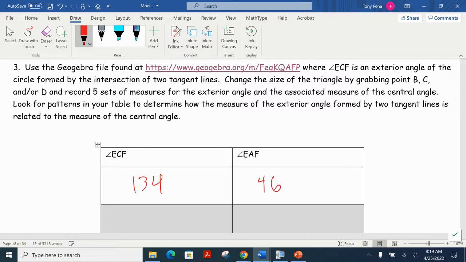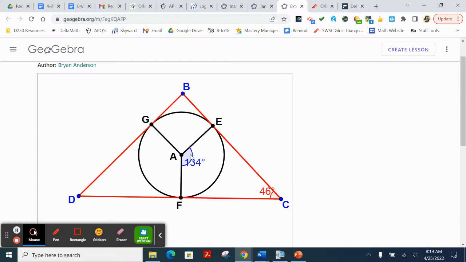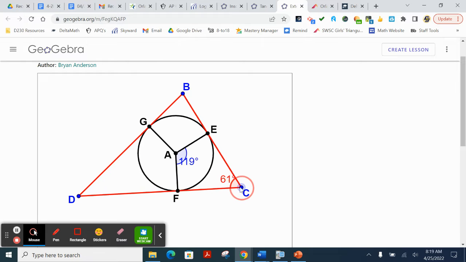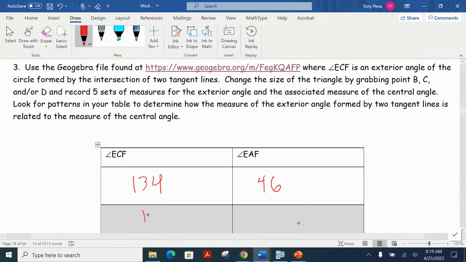All right. Yeah, so 134 and 46 is what it was, I think. All right, so those are our first two. Let me say I change this now. So let me say I move this a little bit closer. Notice how this angle gets bigger as we get closer. Look at what your next angle is here. This is a 60. That is 120. So on our table, we fill that in. You're going to get 120 and 60.